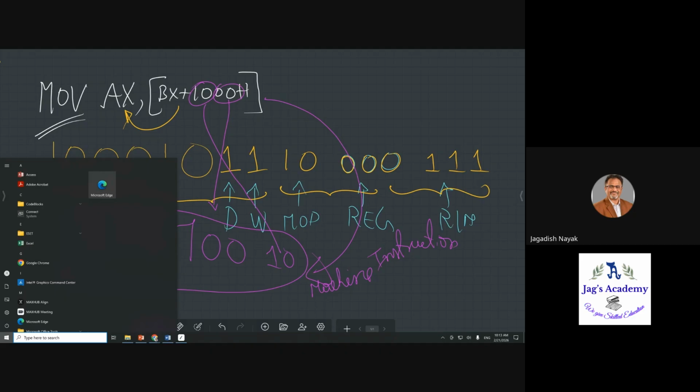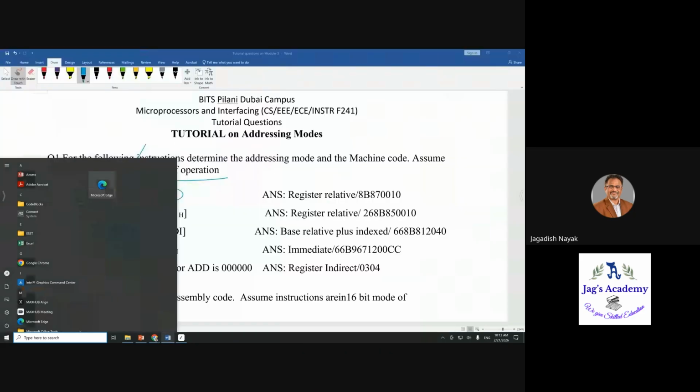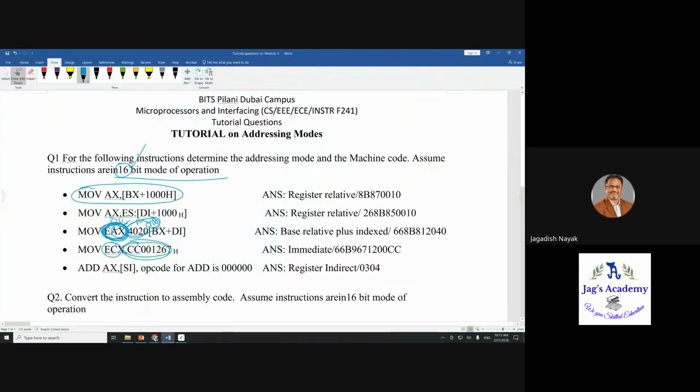What's the answer for this? It is 8B870010. Okay. Now can you do the second one? Just now I did something similar to that. What is that? I did this: MOV AX, ES: DI plus 1000H.